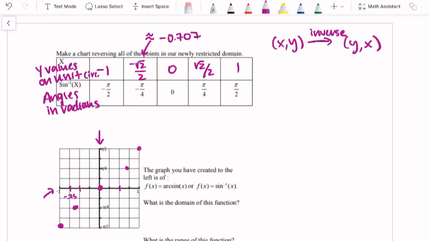So going to connect our dots, our inverse sine function is going to look like this. They're not straight lines. They do have a little bit of curve. We're concave down here, and we're concave up here.